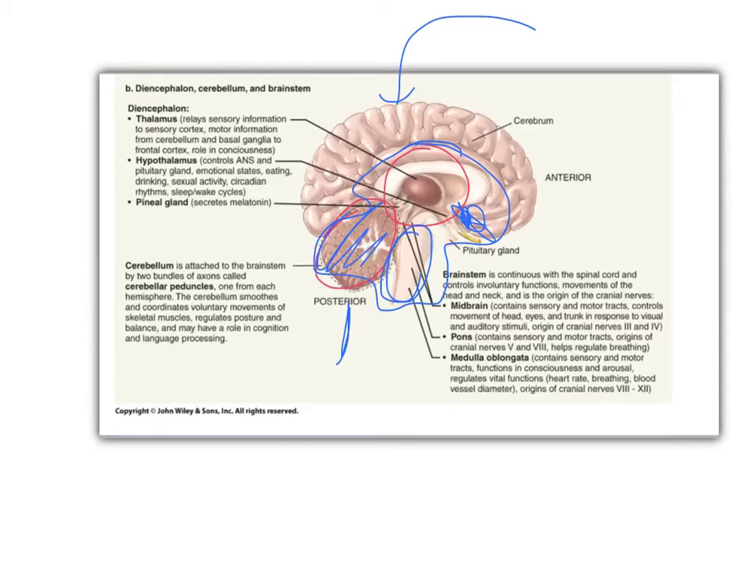So the midbrain contains sensory and motor tracts, controls movement of the head, eyes, trunk in response to visual and auditory stimuli, and the origin of the cranial nerves. The pons will also have an ability to receive some of the information coming from the different sensory parts of our brain. And the medulla oblongata is very, very important for the regulation of our autonomic nervous system.